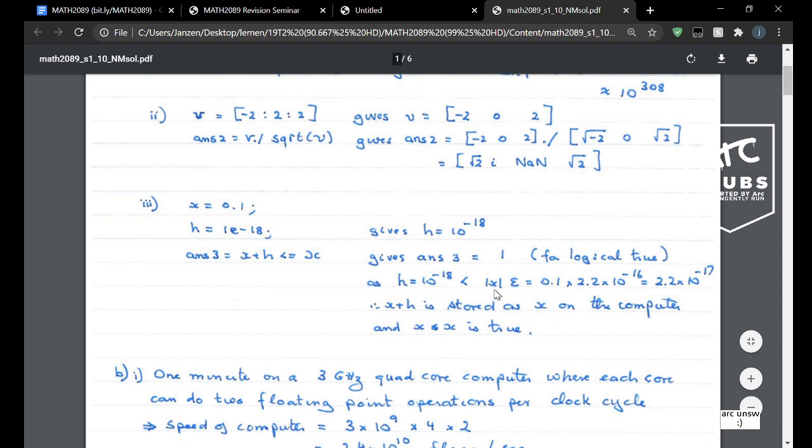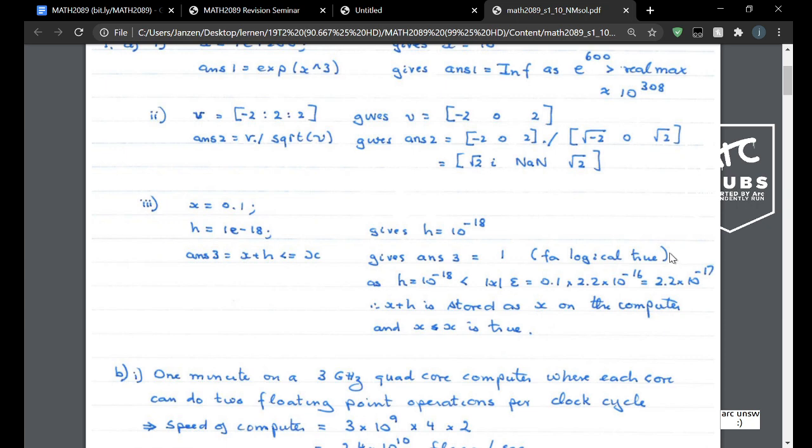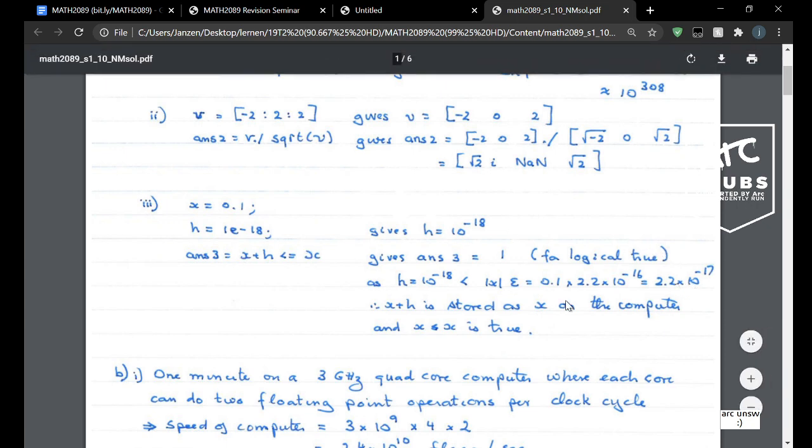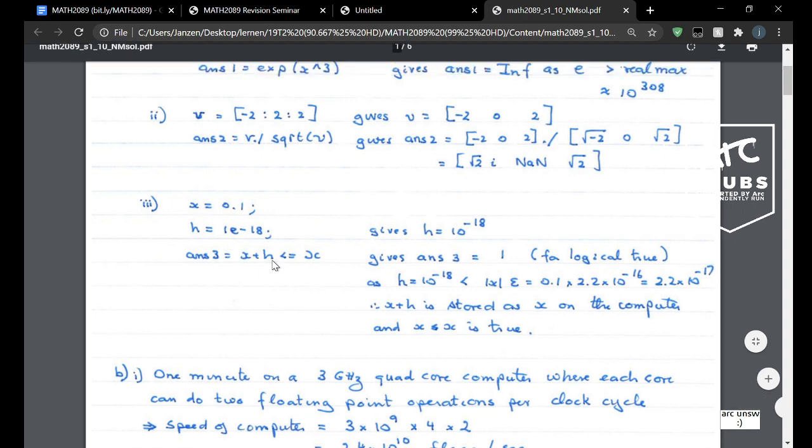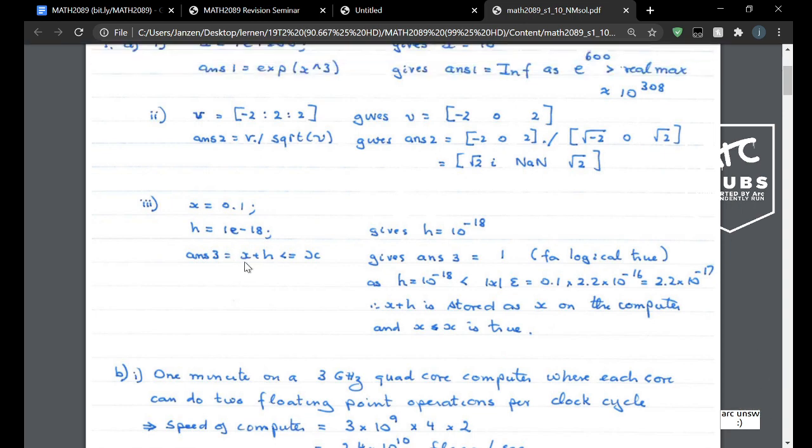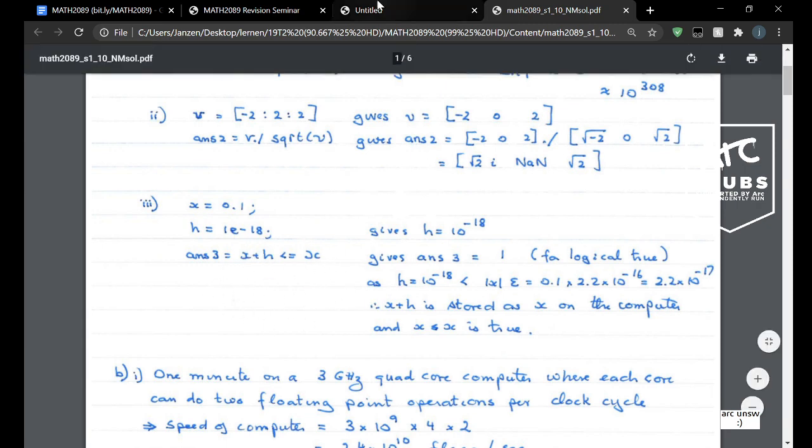And you do that by determining the absolute error of the number. So the absolute error of x is 0.1 times epsilon, so 0.1 times 2.2 times 10 to the power of minus 16, and you get 2.2 times 10 to the power of minus 17. But that causes h to basically be negligible. So this basically becomes x is equal to x, and this inequality results in a true output.